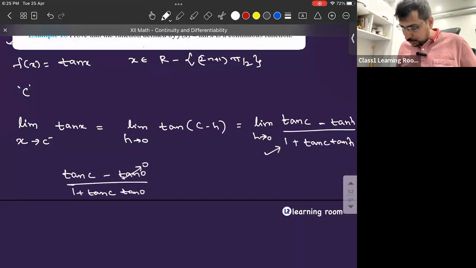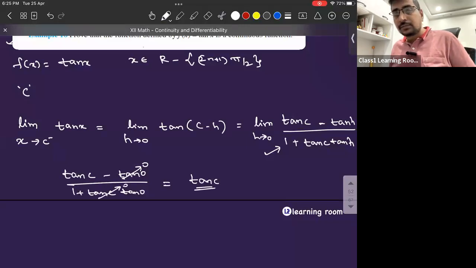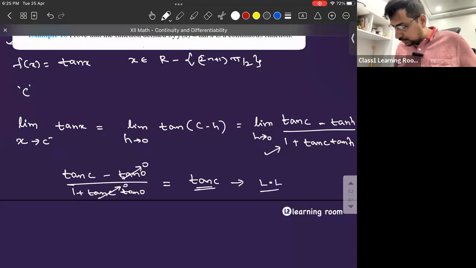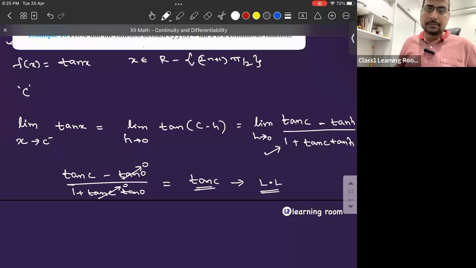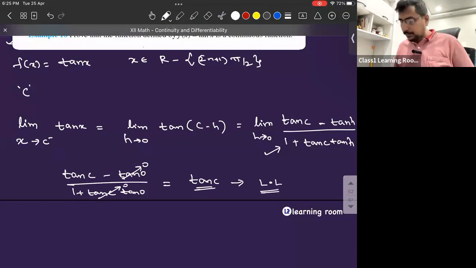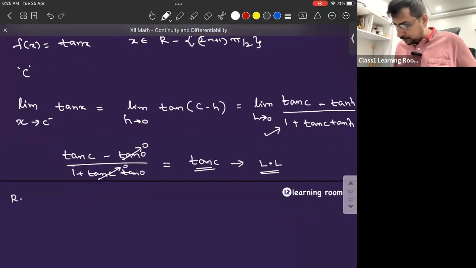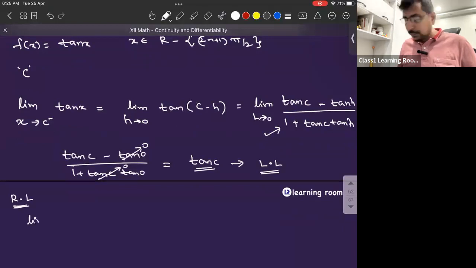So tan 0 is 0. Tan c into tan 0 is 0. So what am I left out with? I'm left out with tan c. Am I clear? So this is the left limit. So what about the right limit?